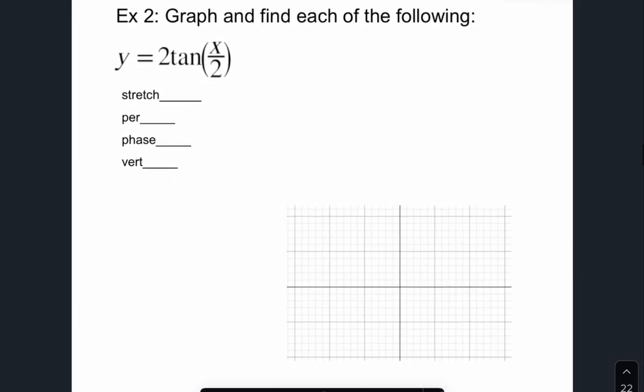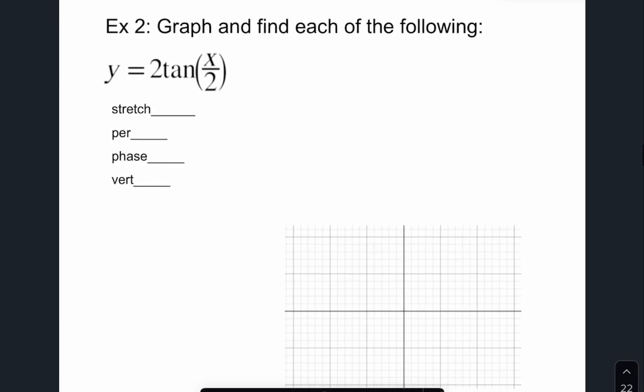So now let's go ahead and graph this one. The stretch is the number that you see right here. It's just a 2. Our period is where we set our x term equal to pi. For a tangent, you set it equal to pi. And so we're going to multiply both sides by 2.